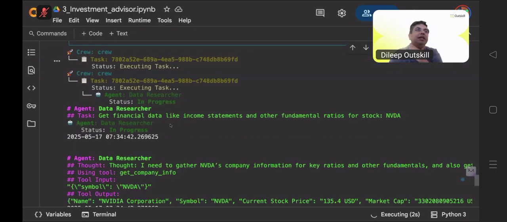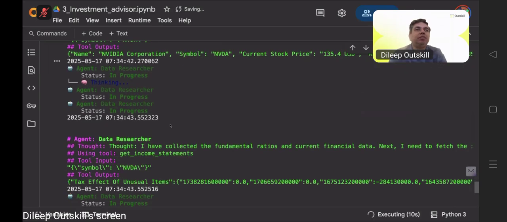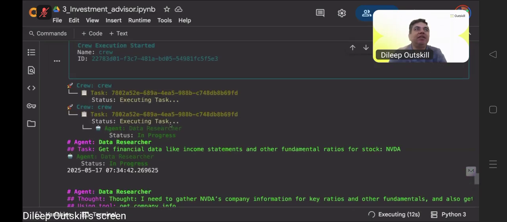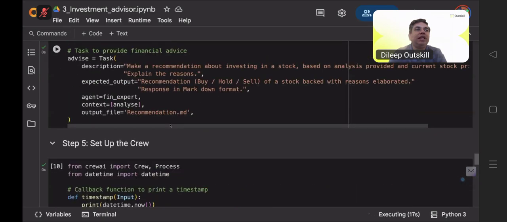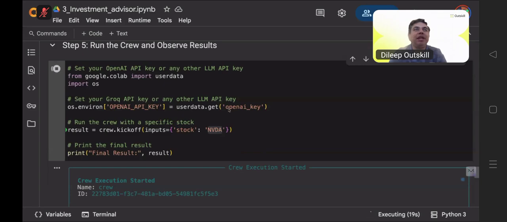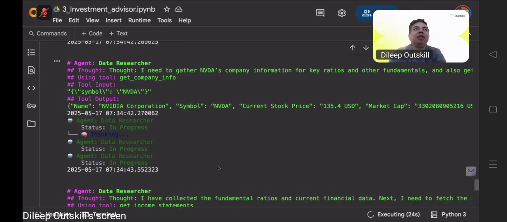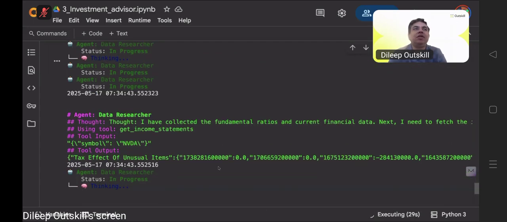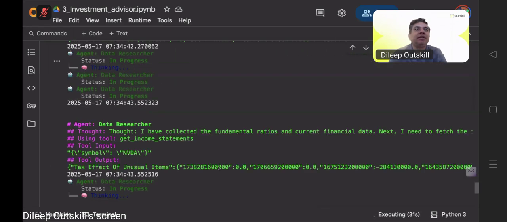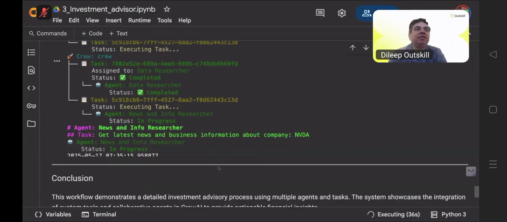So the crew has started. The NVIDIA stock symbol it has picked up. That is very straightforward. Then the API key is required. If you see here, I have given the API key here, I have passed it here. You can use any of the Groq or Open Router, any of that. So now it has done this. It has gotten the income statements. Okay, now the income statements are also here.